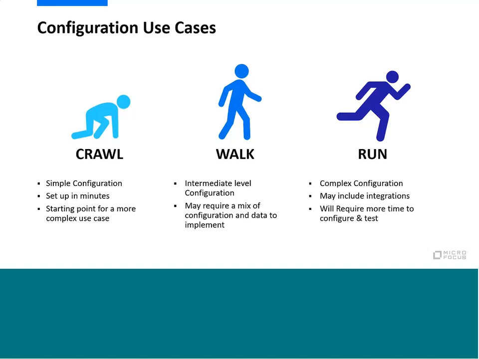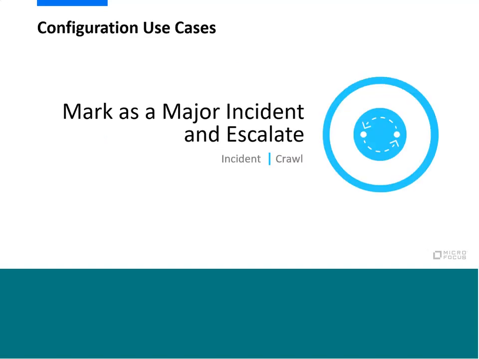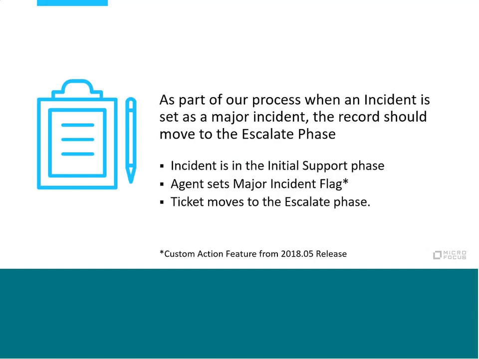Okay, so crawl: mark as a major incident and escalate. As part of the process, when an incident is set as a major incident, the record should move to the escalate phase. This is based off a use case I had with a particular customer, whereby any incident record that is marked as a major incident should automatically be put into the escalate phase and not be kept in that initial support phase.